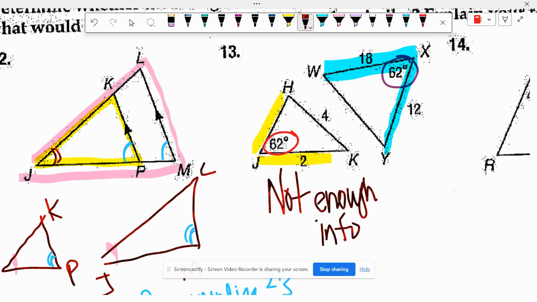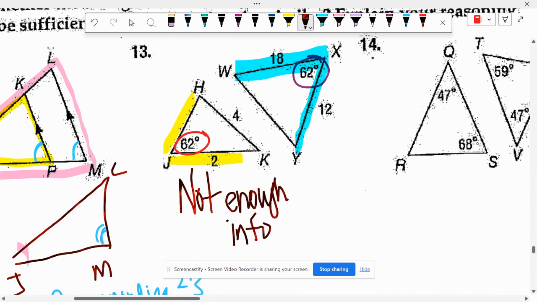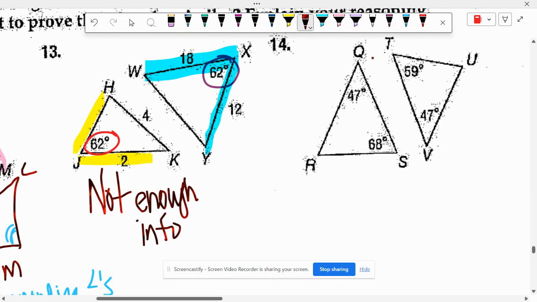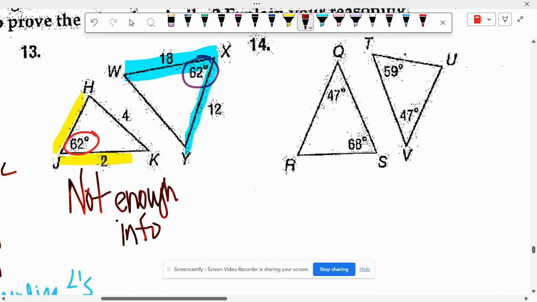Let's look at number 14. So we're going to probably have to use triangle sum theorem, I think, here. So I see that this angle Q is congruent to angle V, but 59 and 68 aren't congruent to each other, but possibly U could be 68. I don't know. I need to check. How do I figure out what this measure is right here? How do I find it?